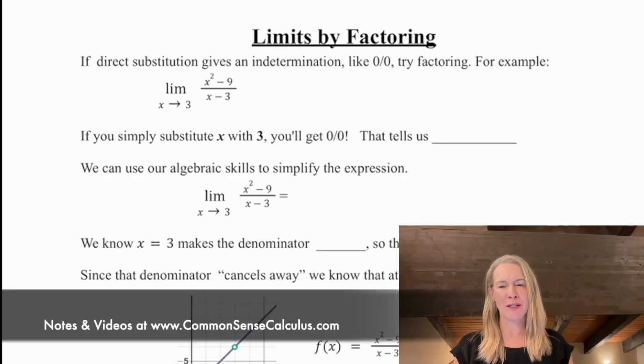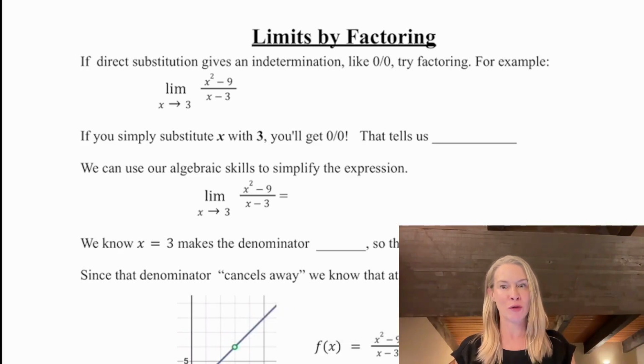When you're solving limits, the first thing you always want to try is direct substitution. Sometimes that'll get you a numeric value, which means you found your limit. Sometimes you'll find that you get infinity or the limit does not exist. And sometimes you might get 0 over 0, which is an indeterminate.